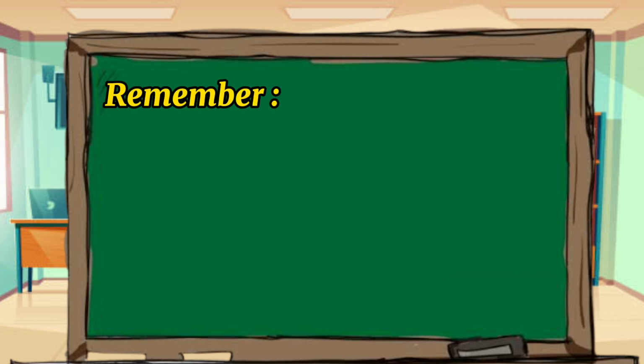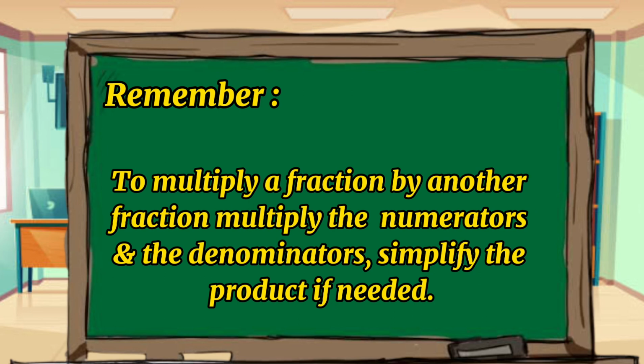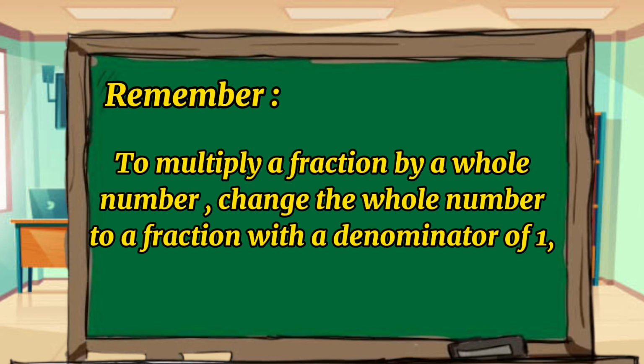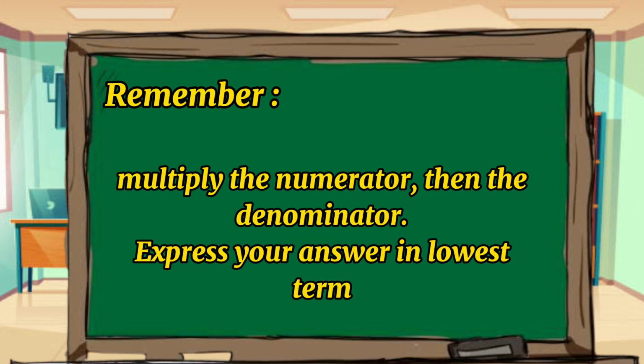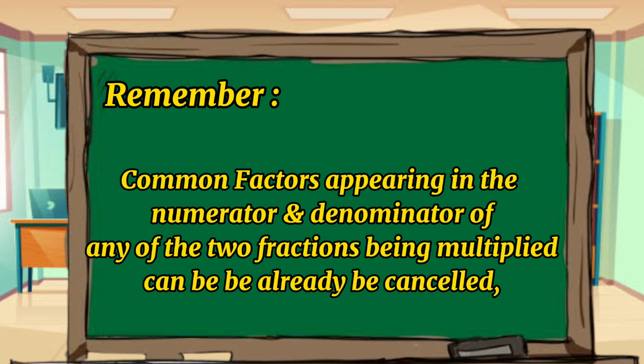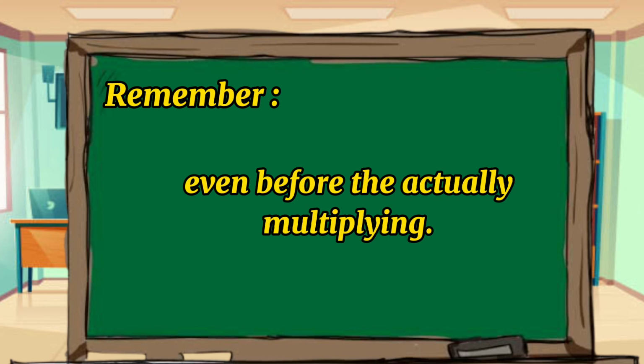Let's remember this. To multiply a fraction by another fraction, multiply the numerators and the denominators. Simplify the product when needed. Next, to multiply a fraction by a whole number, change the whole number to a fraction with the denominator of 1. Multiply the numerators, then the denominators. Express your answer in lowest terms. Lastly, common factors appearing in the numerators and denominators of any of the two fractions being multiplied can already be cancelled even before actually multiplying.